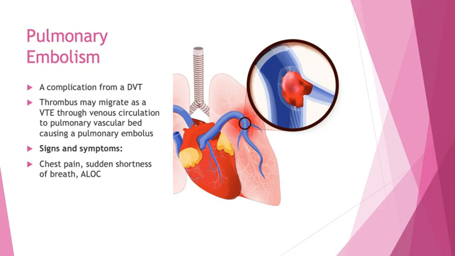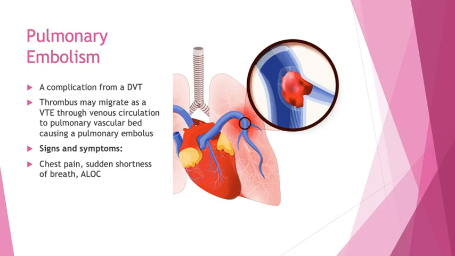And a pulmonary embolism, as I've kind of said, is a complication from a DVT. The thrombus can migrate as a VTE, a venous thromboembolism, through your venous circulation to the pulmonary vascular bed, causing the pulmonary embolus as an obstruction. And the signs and symptoms are chest pain, sudden shortness of breath, altered level of consciousness. Now, it may not be an obstructing PE.